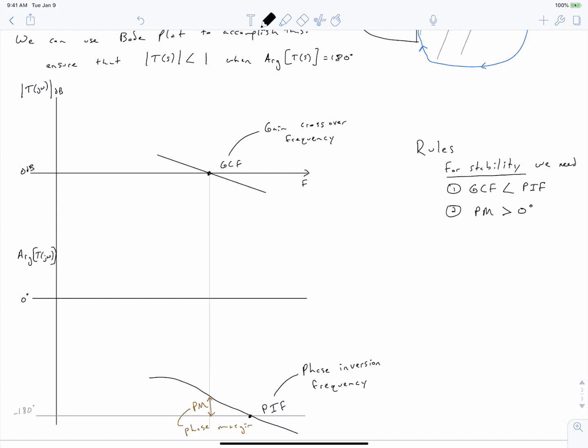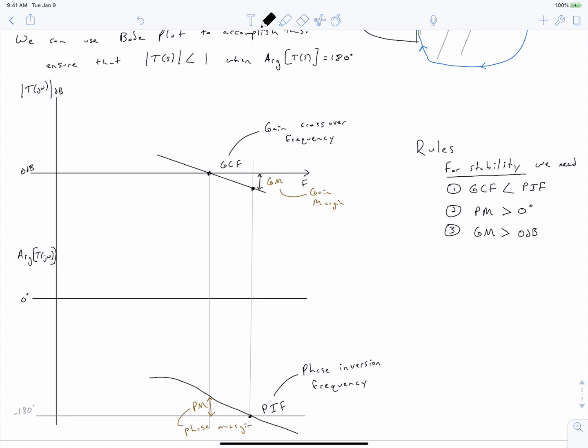And similarly, at our phase inversion frequency, we need our gain to be less than 0 decibels. So we can define a gain margin. So our gain margin needs to be greater than 0 decibels. That means that we need to be below 0 decibels when we have our phase inversion frequency. So these are the requirements for stability for our system.